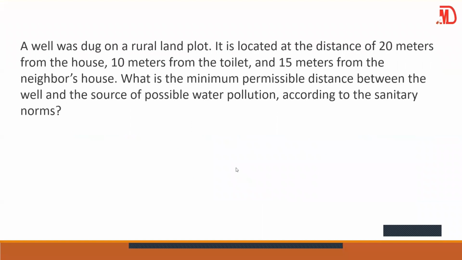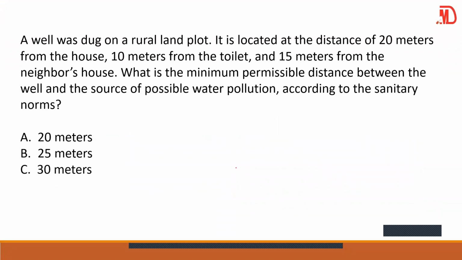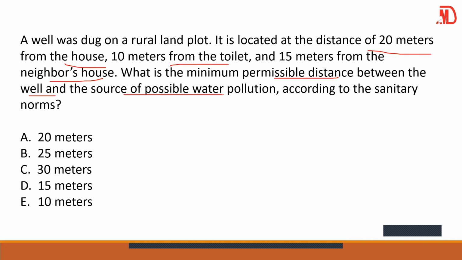All right. So they say a well was dug on a rural land plot. It is located at a distance of 20 meters from the house, then 10 meters from the toilet, and 50 meters from the neighbor's house. What is the minimum permissible distance between the well and the source of possible water pollution according to the sanitary norms?